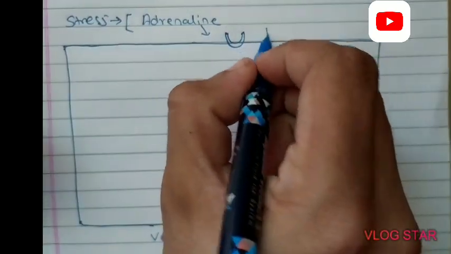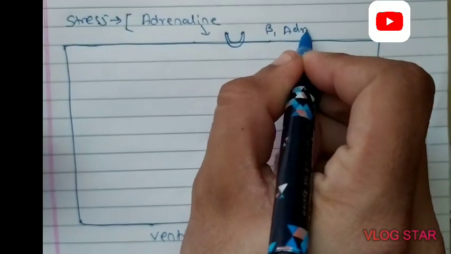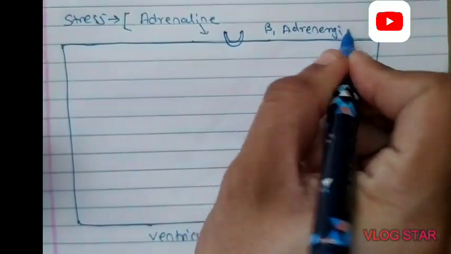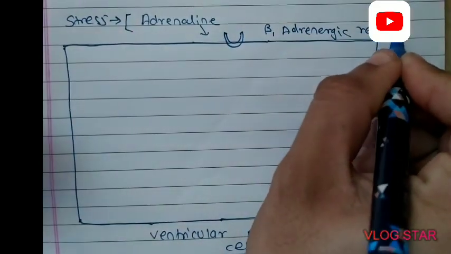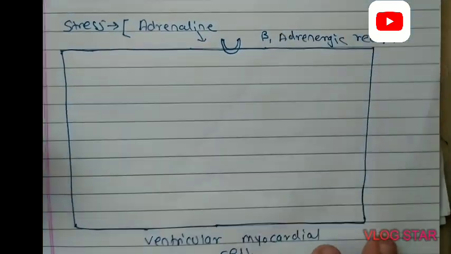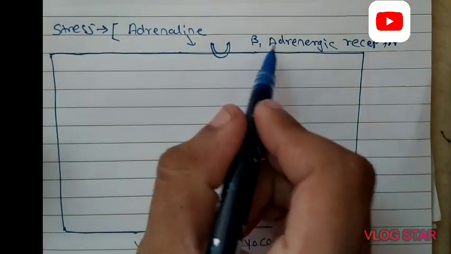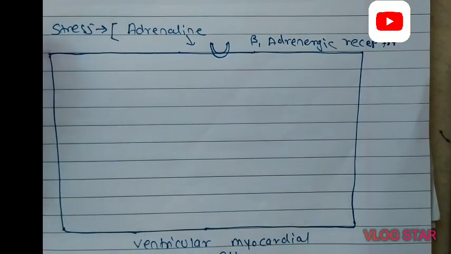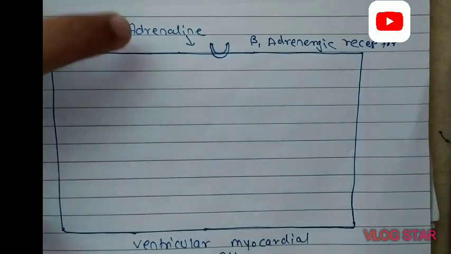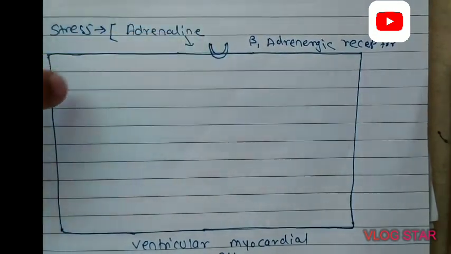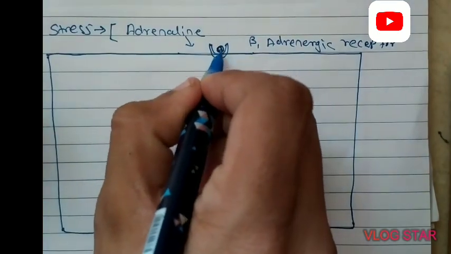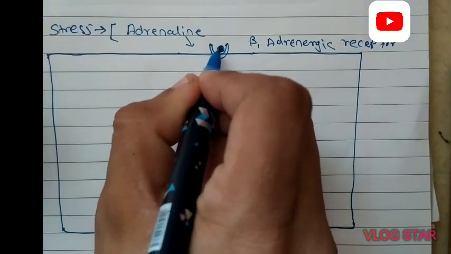This receptor is nothing but the beta 1 adrenergic receptor. So in the case of stress, their body releases adrenaline, and this adrenaline goes and binds on the receptors which are present on the ventricular myocardial cell.